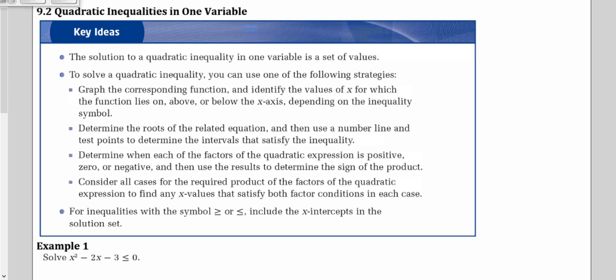Today we're going to be moving on to 9.2, which is quadratic inequalities. Basically, there are a few different strategies that we can use. There are 4 in total. The first one is that we can graph the function. You would graph that just with an equal sign and then identify the values for x that lie on, above, or below the x-axis, depending on the inequality symbol.